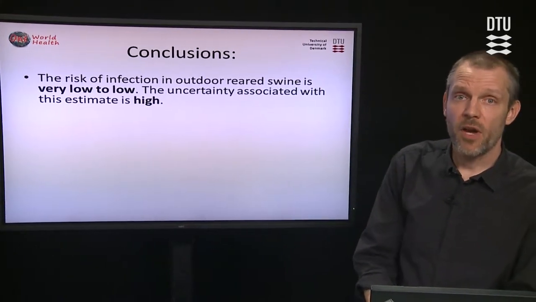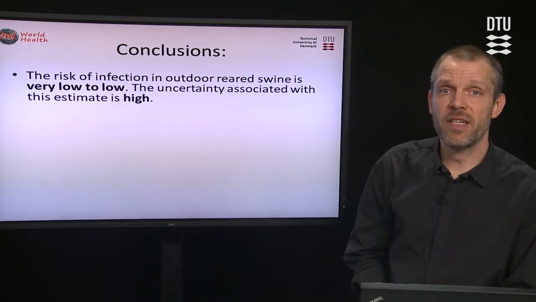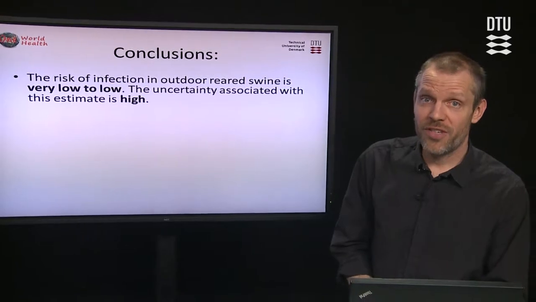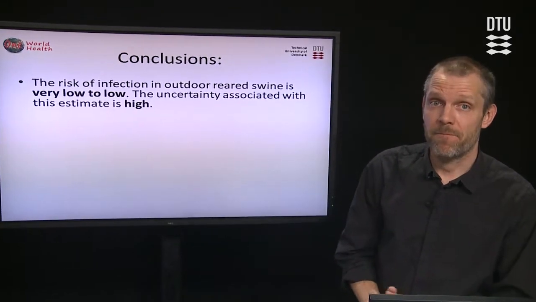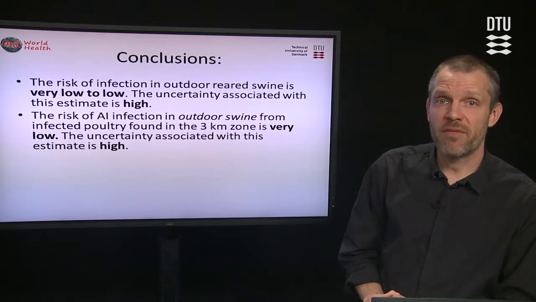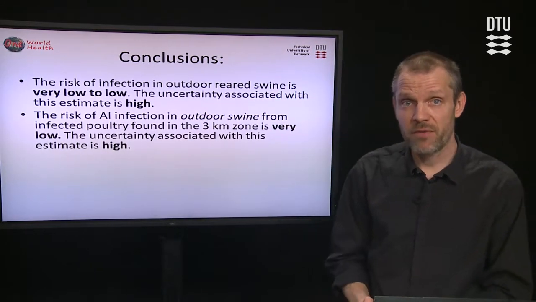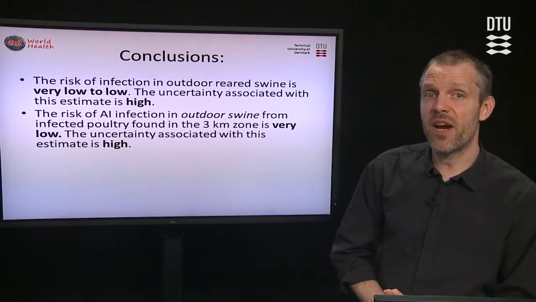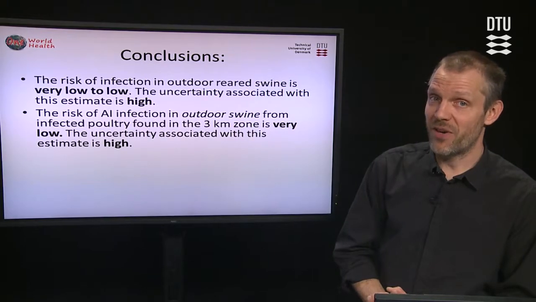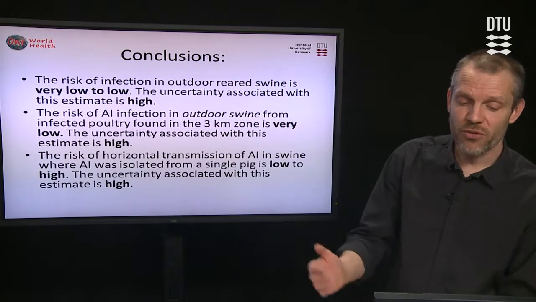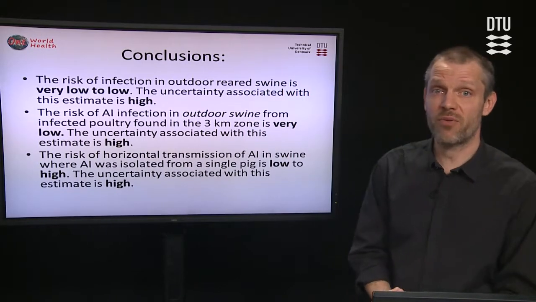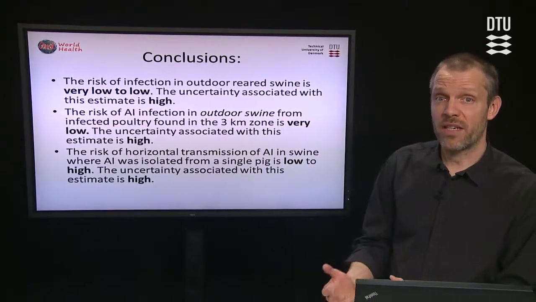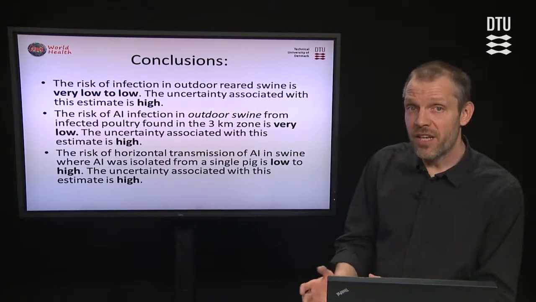Conclusion from this risk assessment was that the risk of infection in indoor reared pigs is very low to low, and the uncertainty associated with this estimate is high. And also that the risk of avian influenza infection in outdoor swine from infected birds or poultry found in a 3-kilometer zone is very low. And this uncertainty again is very high. And it keeps on also with the conclusion about the risk of horizontal transfer of avian influenza in swine. If you isolate virus from one single pig, is low. And again, the uncertainty is high.